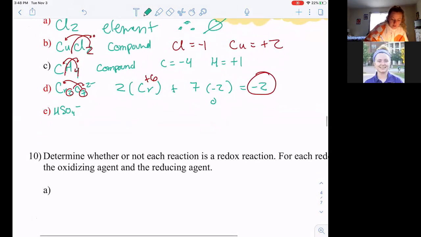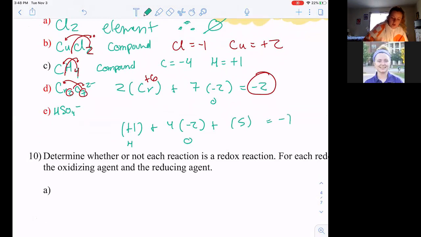And again, we have hydrogen. We know it's a +1 for hydrogen, plus 4 oxygens at -2 each, and something that's SO4 has to have a -1 charge. And once we do the math, it turns out that S is also a +6.